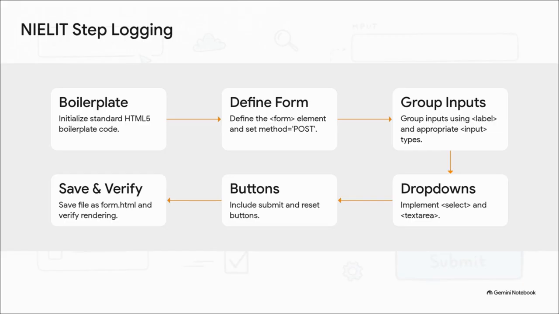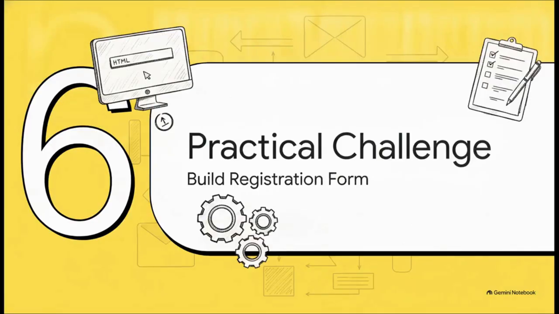Step 4, implement the complex tags like selects and text areas. Step 5, add your functional buttons, submit to send it off, reset to clear it. And finally, step 6, save your file as an HTML document and actually open it up to verify the rendering in a browser. And that brings us to section 6, the practical challenge.